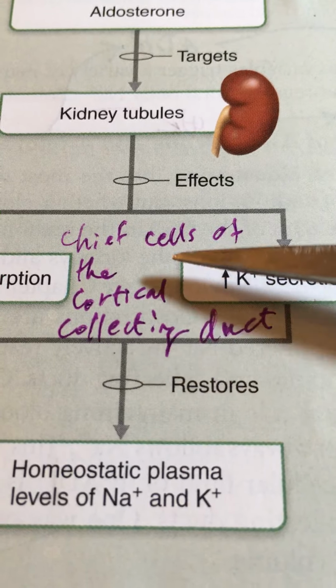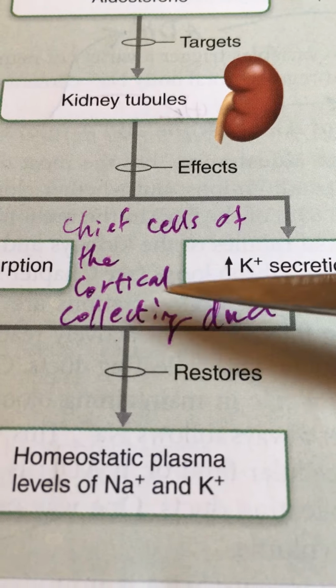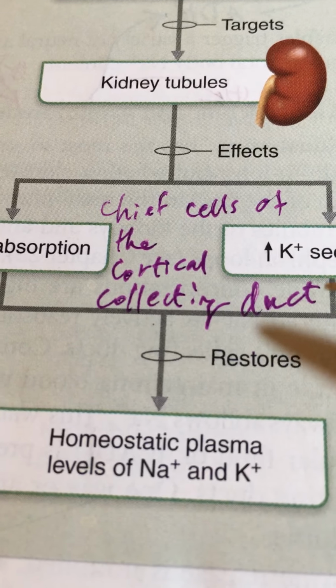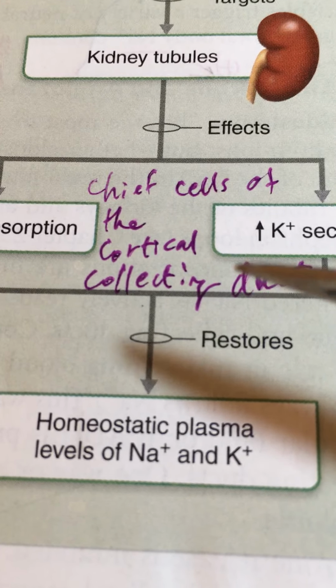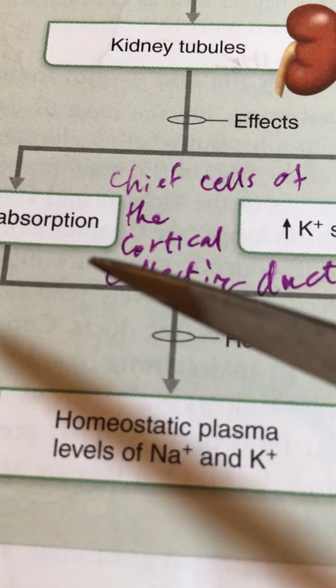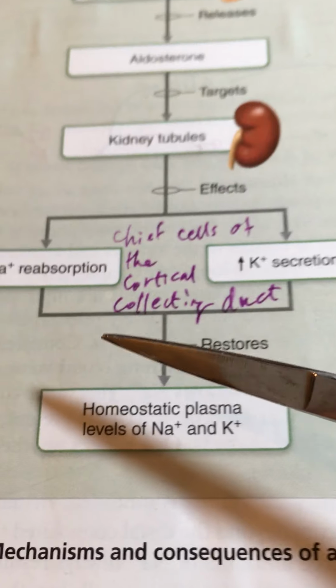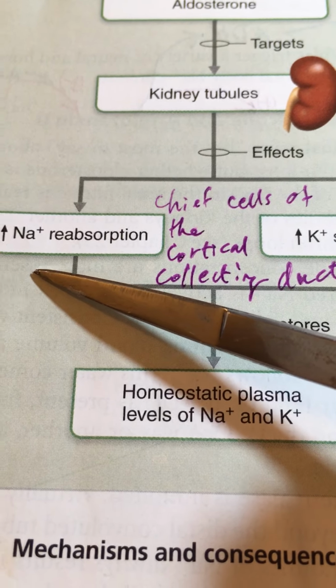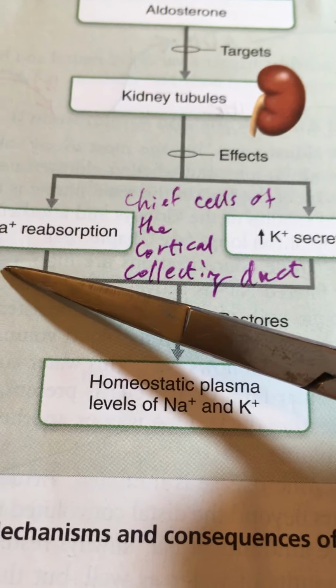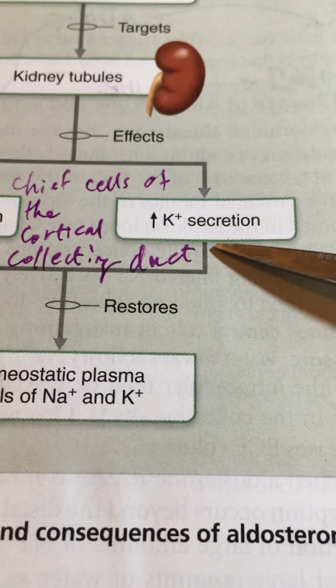So the chief cells of the cortical... Okay, that's an important detail. It doesn't act down where ADH acts in the medullary region. It acts in the cortical region. And so the idea here is that we're going to reabsorb sodium so that we can have it as a constituent for water to follow, and we're going to exchange it for potassium.